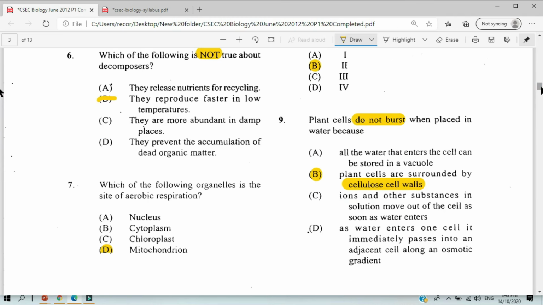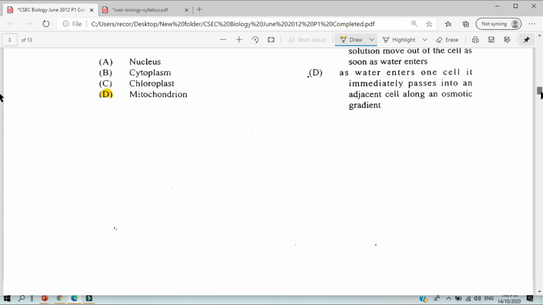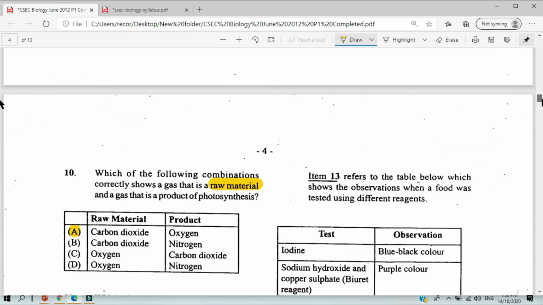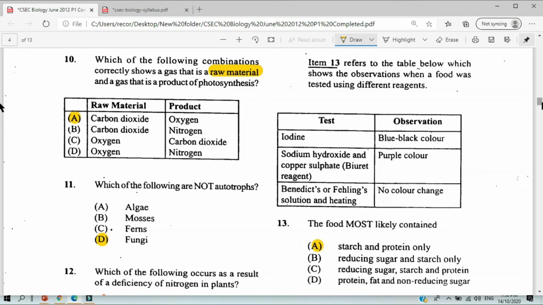Number 9. Plant cells do not burst when placed in water because we chose B. Plant cells are surrounded by cellulose cell walls, and that makes it very rigid, so it doesn't burst as would the animal cell. So we are up to question number 10.